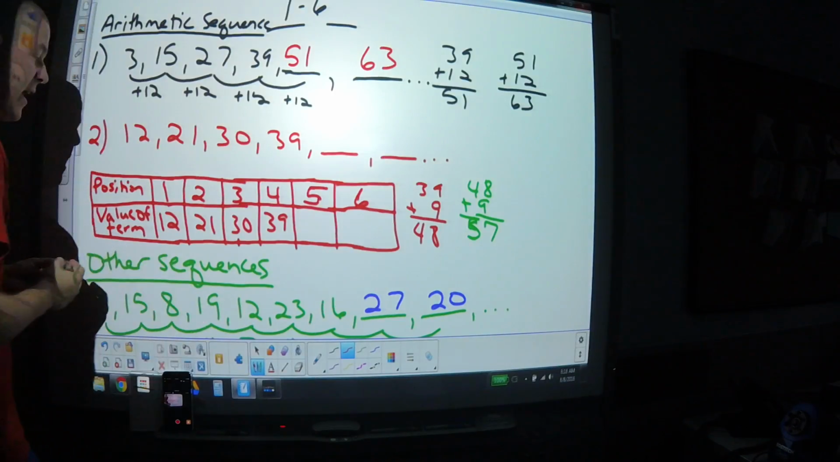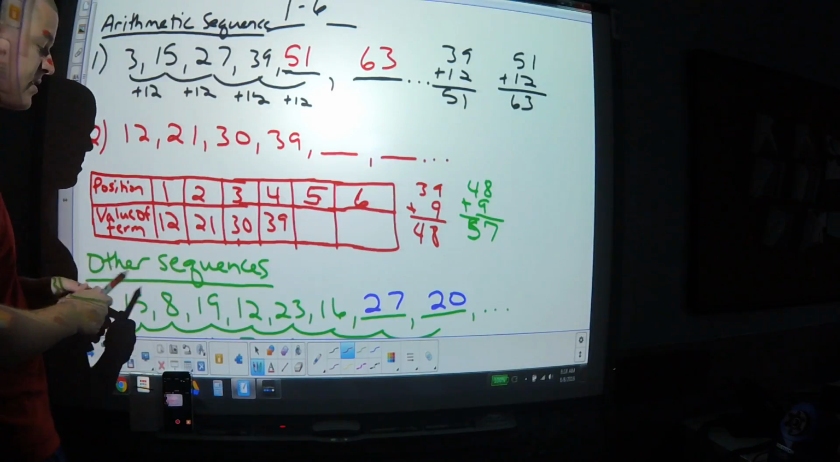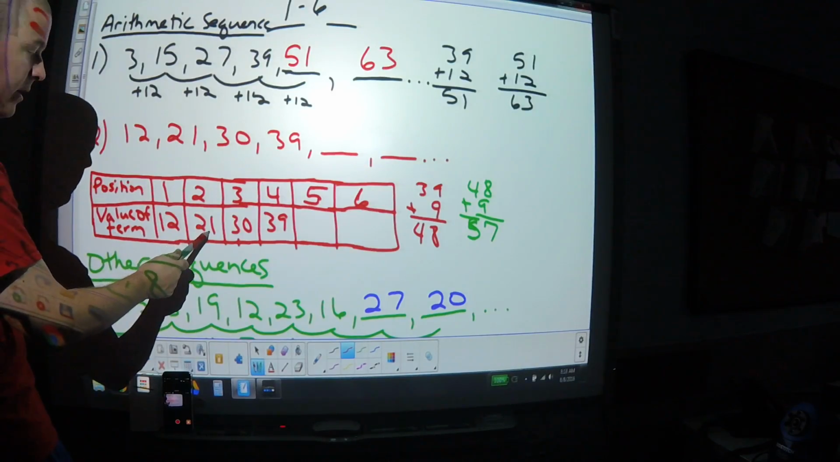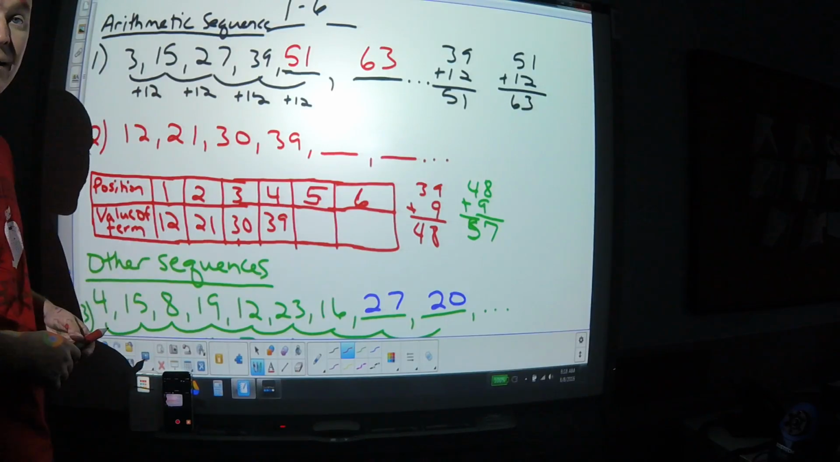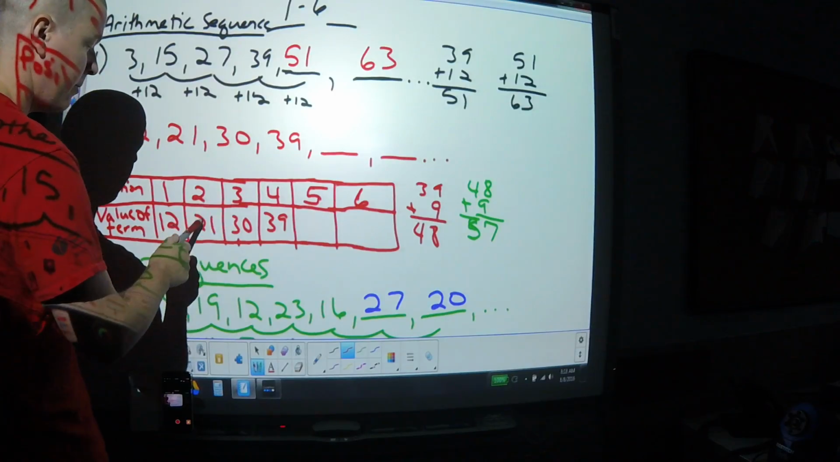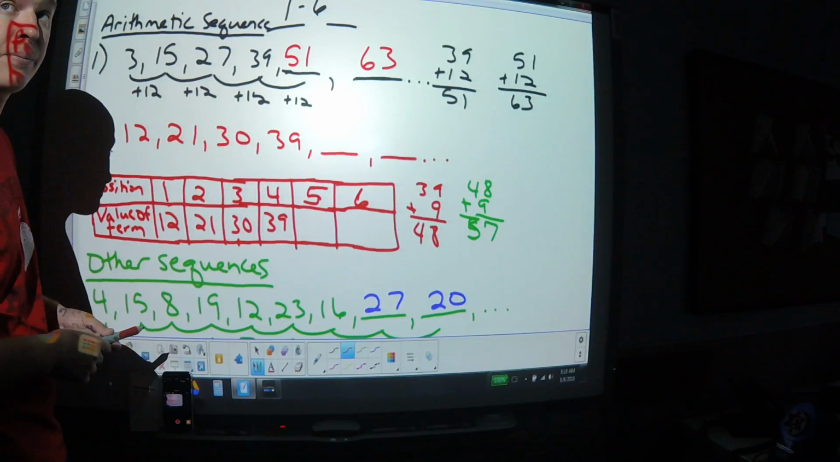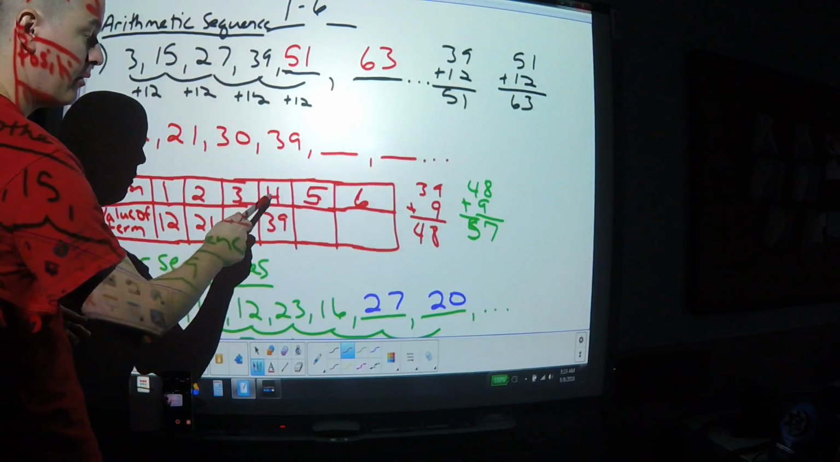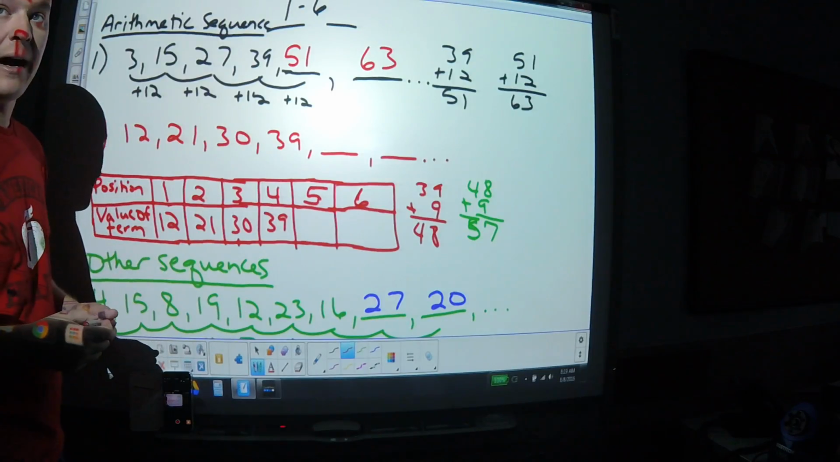So to find the distance or the difference between the first and the second term, I take the second term, 21, minus 12, and I find out that it's 9. So let's see if that's true for the second and the third term. 21 plus 9 does give me 30. Let's see if it's the same for the third and the fourth term. 30 plus 9 does give me 39.